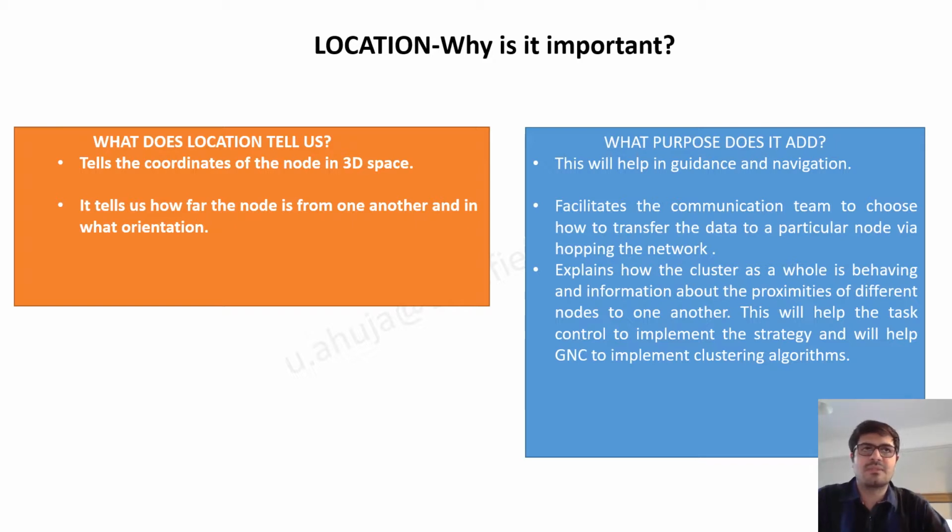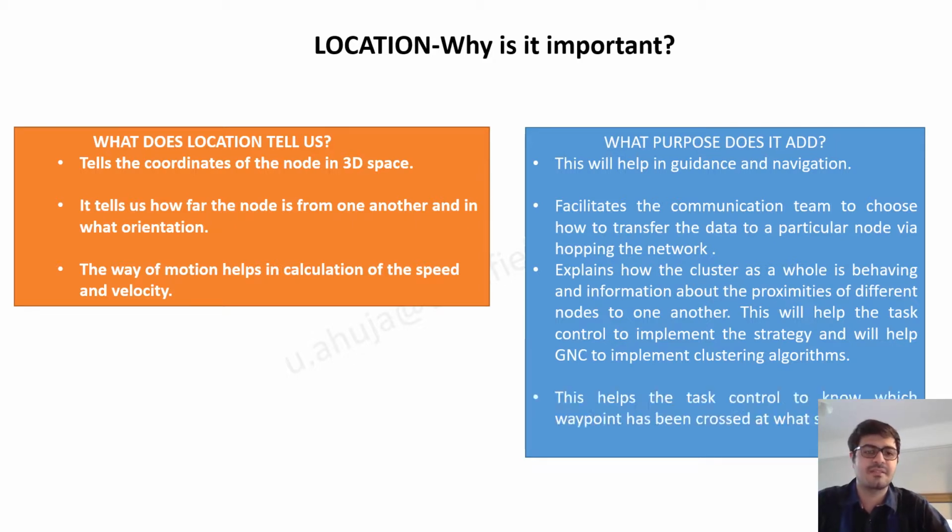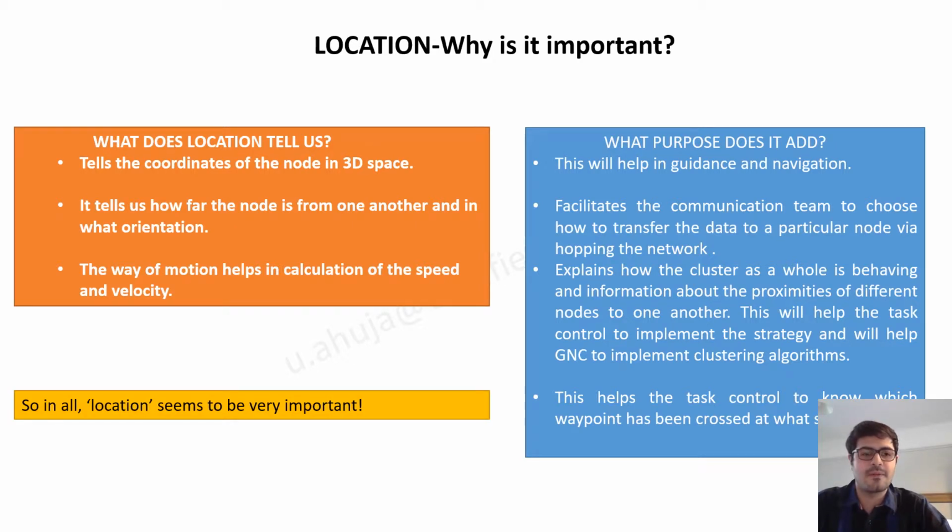For any swarm system, we all know that there is a task control algorithm or task control team which has to design how the whole swarm behaves as a total. For that we design the task control algorithms. Another importance is that the motion helps in calculation of speed and velocity. We also know how each of the nodes, or agents, is behaving in 3D space, and that will help task control know which waypoint has been crossed and at what time. So in all, location seems to be very important.